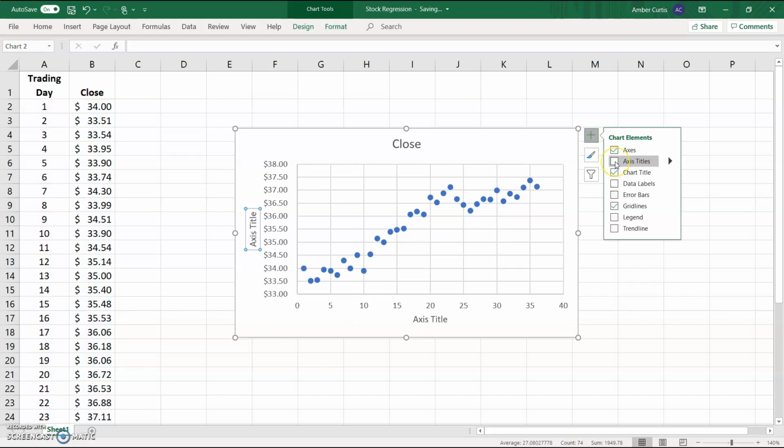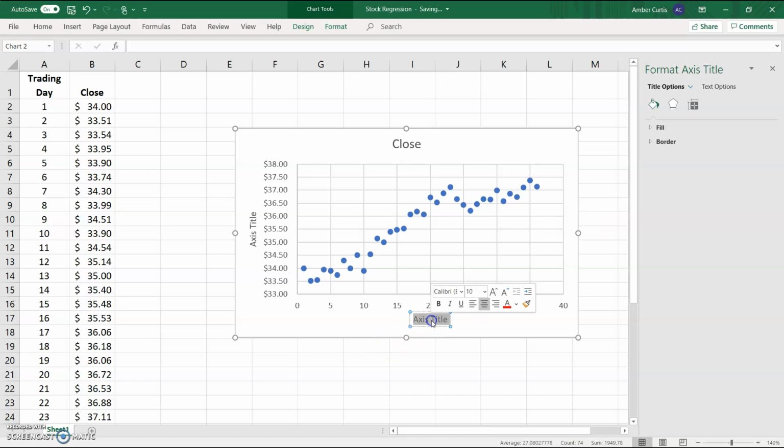We're going to have it label both of our axes. And our horizontal axis is going to be our trading days. And our vertical axis is going to be our closing price. And we'll label this ZZB stock.